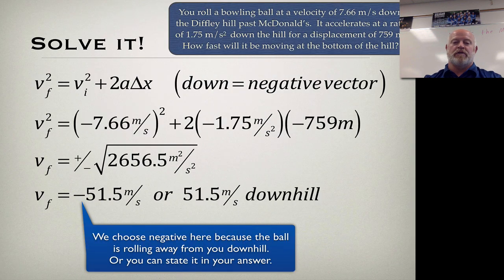Now we look at the screen. In this case, I did designate down as my negative vector. So I can put my negative in here, my negative here, and a negative here. Solving this all out, because these are all negatives and a negative squared ends up being positive, we end up with a positive number under the square root anyway, which we want. We don't want negative numbers underneath our square roots. And I said it's down at 51.5 meters per second, or we can call it 51.5 meters per second downhill.